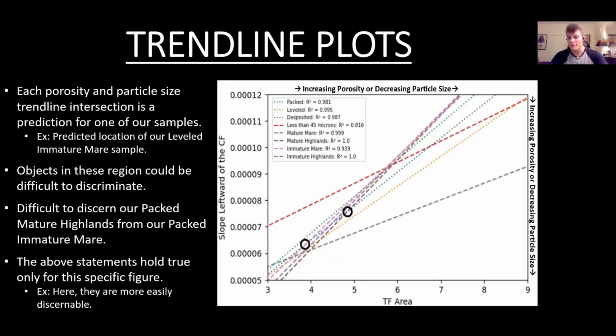However, that's only true for that particular plot. When we do other plots, that may not be true. So in this case, this is now transparency feature area versus slope leftward of the Christensen feature. You can now see that the mature highlands and the packed mature highlands and the packed immature Mare are now separated by quite a bit.